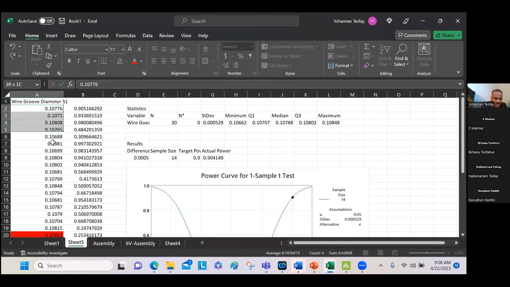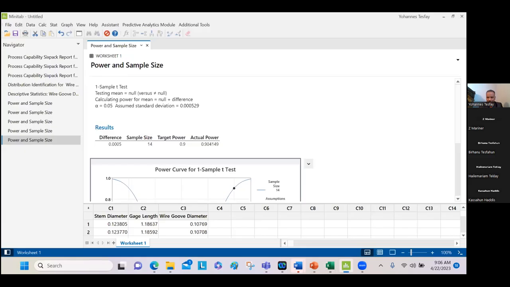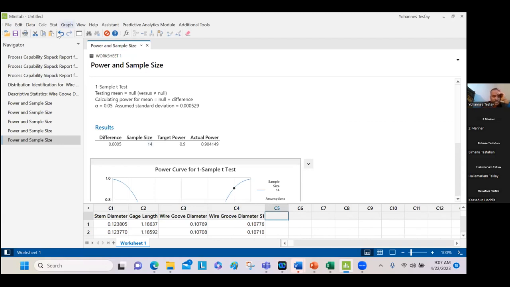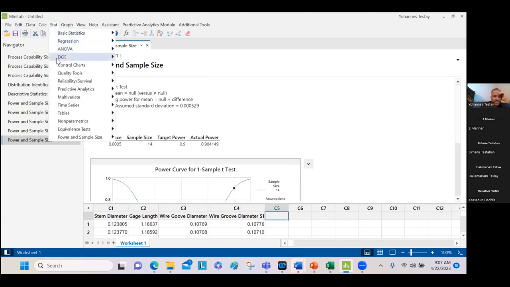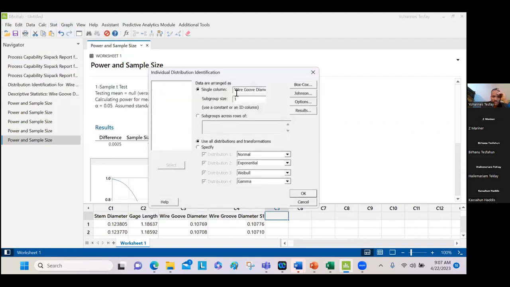This is sample 1. So I'm gonna take this one. Okay, I'm gonna take this. I'm gonna copy this and put it here, just like this. So now let's do start, distribution, then wire groove. Then I'm gonna say okay.